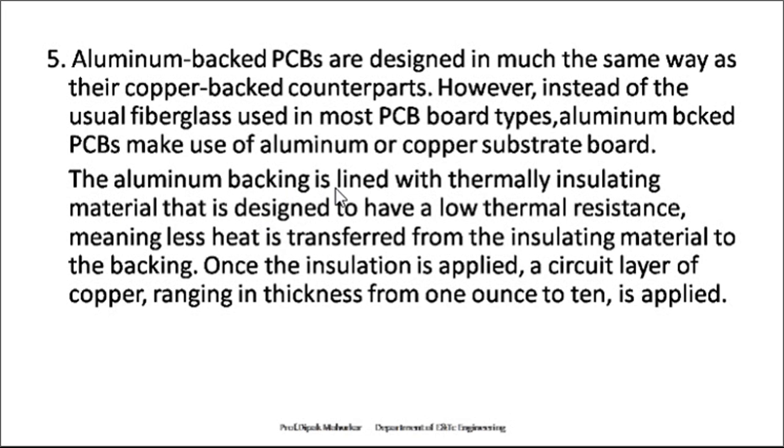The aluminum backing is lined with a thermal insulating material that is designed to have low thermal resistance, meaning less heat is transferred from the insulating material to the backing. Once the insulating material is applied, a circuit layer of copper ranging in thickness from 1 ounce to 10 is applied. Okay, so that is your aluminum backed PCB.